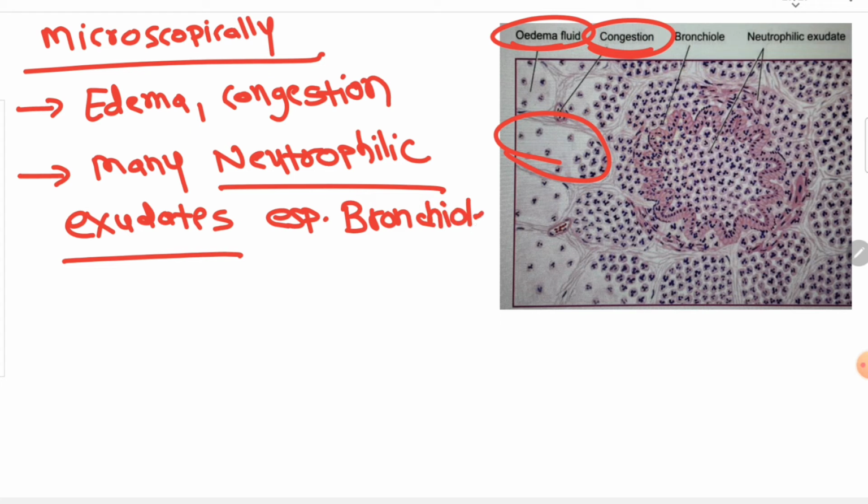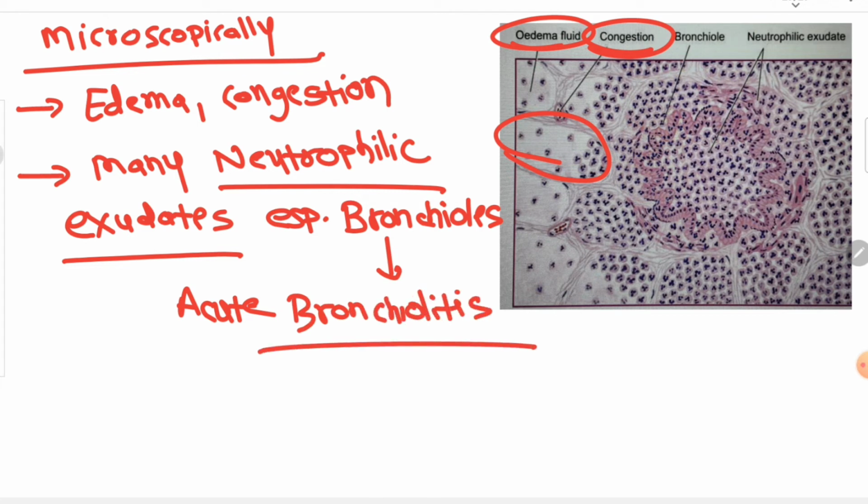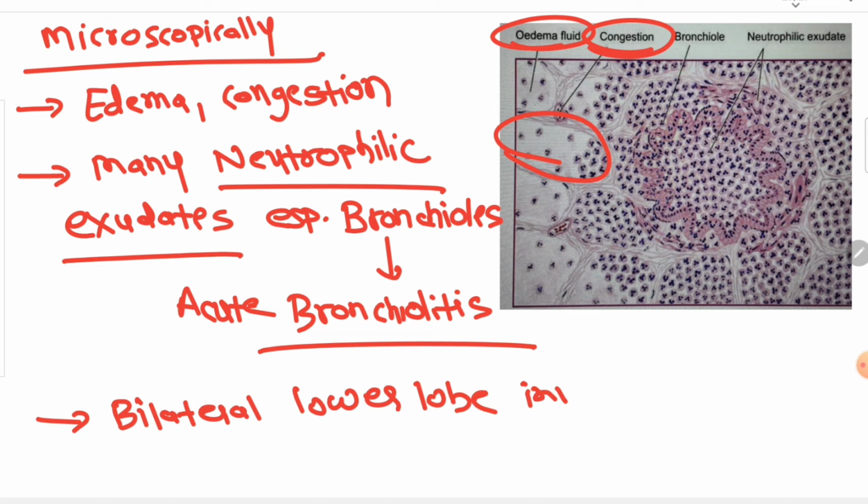But the neutrophilic exudate is especially present around the bronchioles and in the bronchioles. The inflammation of bronchioles is known as bronchiolitis. You can see in this diagram that bronchioles are filled with neutrophils. And in bronchopneumonia, usually the bilateral lower lobes are involved because of the tendency of secretions to accumulate in the lower portion. So bilateral lower lobes are more commonly involved.